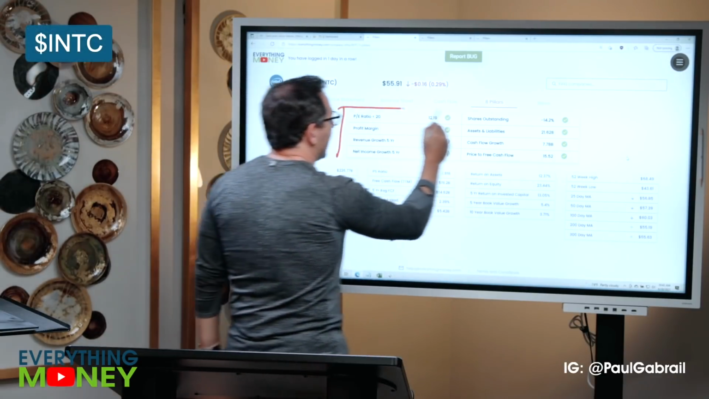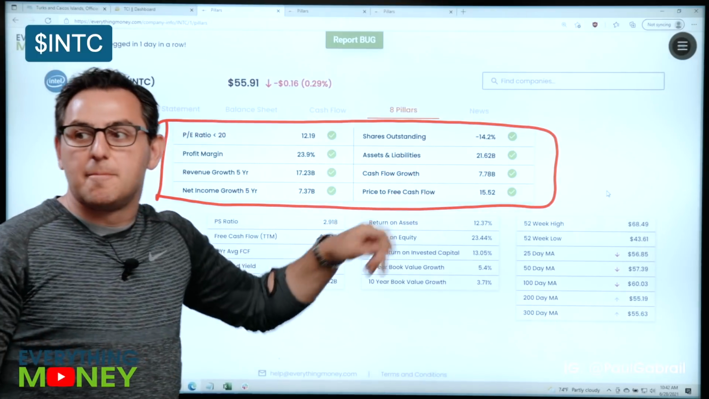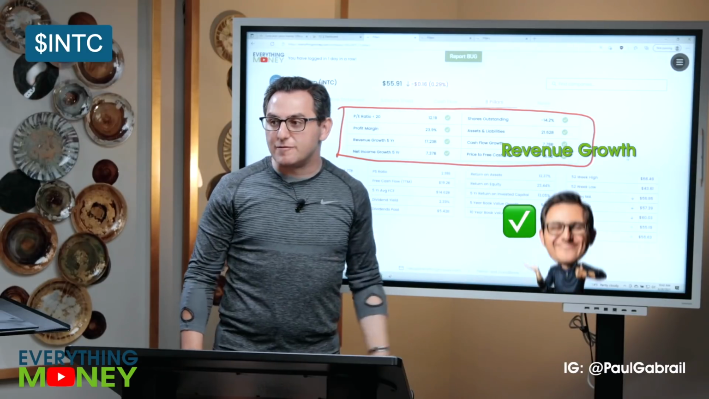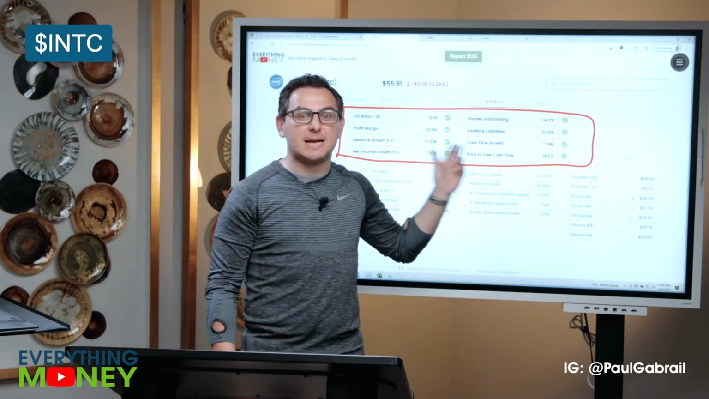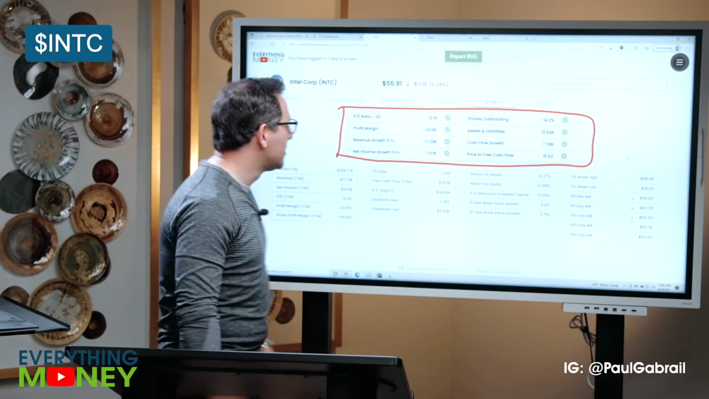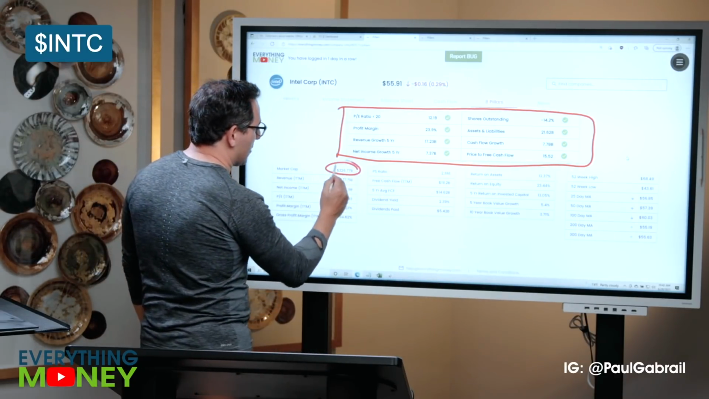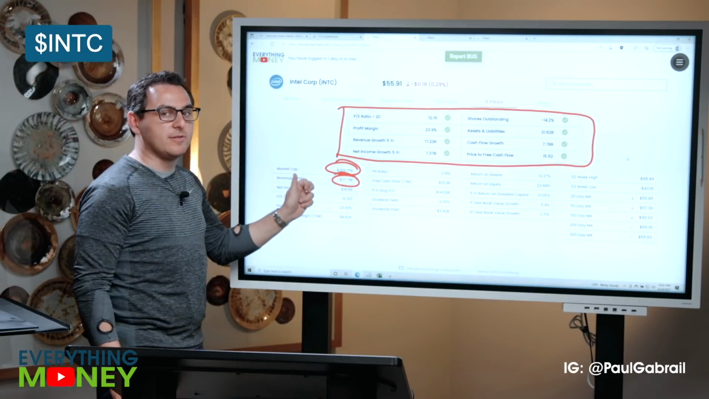Look at all 8 checks with Intel. Now remember, just because it has 8 checks does not mean it's a buy. But I believe in Intel, I believe in the revenue growth, I believe in the profit growth, and I believe in the cash flow growth, and it's just perception is being tarnished, it's hurting the stock price. So it's got a $226 billion market cap with $78 billion in revenue. This matters because I want to compare it to the other 2 companies.